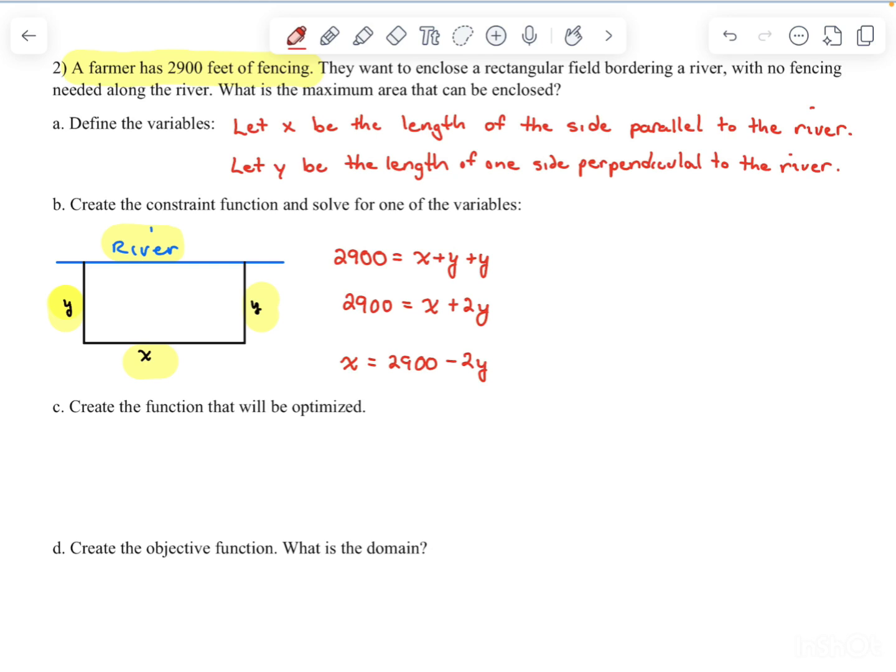Part C, create the function that will be optimized. We want to maximize the area that's going to be enclosed. The area of a rectangle is length times width, so the function to be optimized is A is equal to x times y.